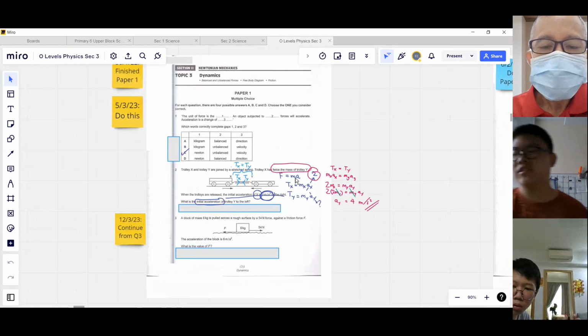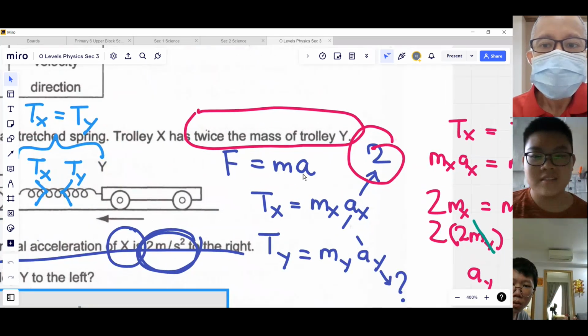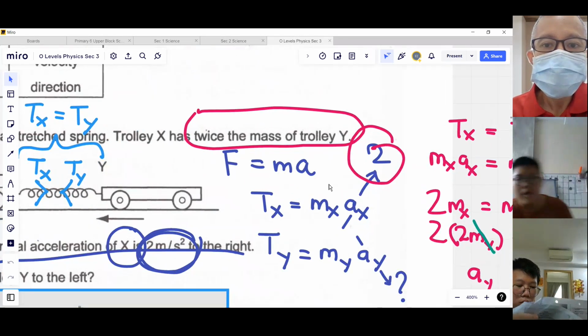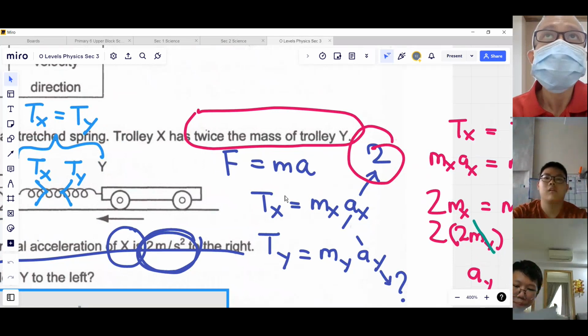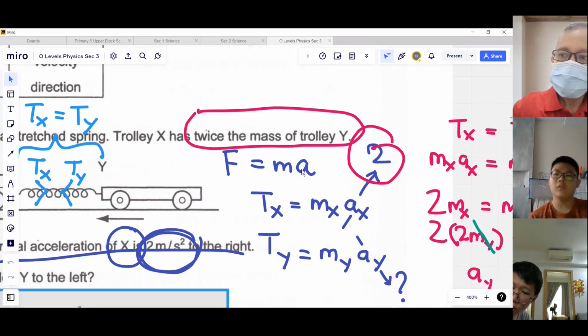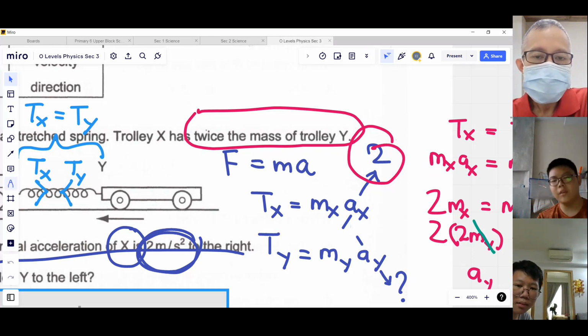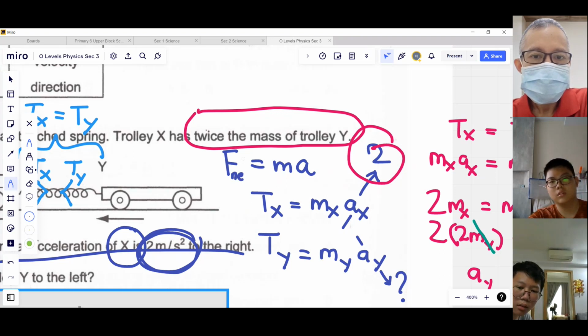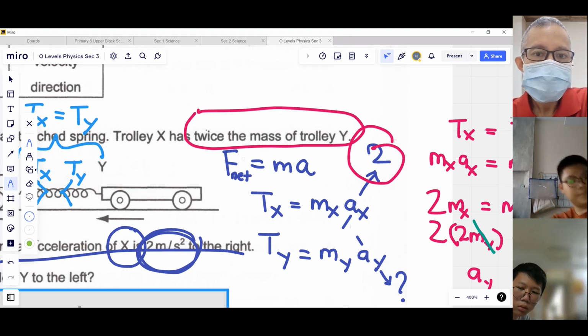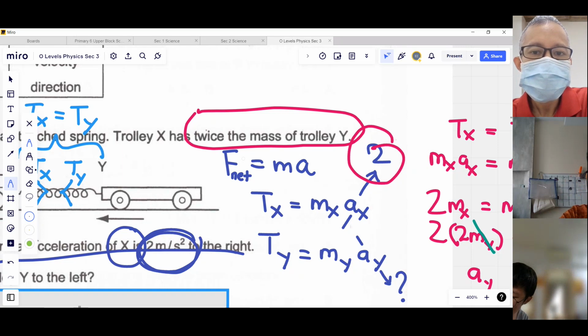Reminder: for forces, there's only one big formula to remember, and this is the one. I believe I said it many times. a equals F net over m. Check that you are using the F net for the F here. If it's not an F net, this formula doesn't work. Only one single formula to remember.